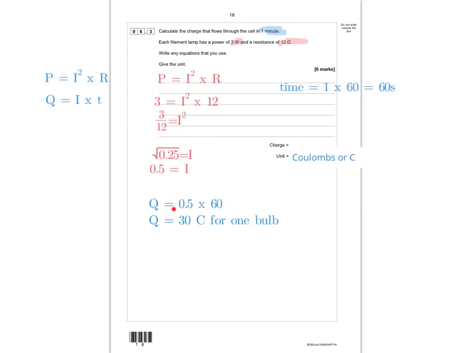So I've done Q equals 0.5 for my I, multiplied by 60, which is my time, and that gives me 30 coulombs, but that is only for one bulb, okay, because it tells you the power of each lamp is 30 watts and the resistance of 12.